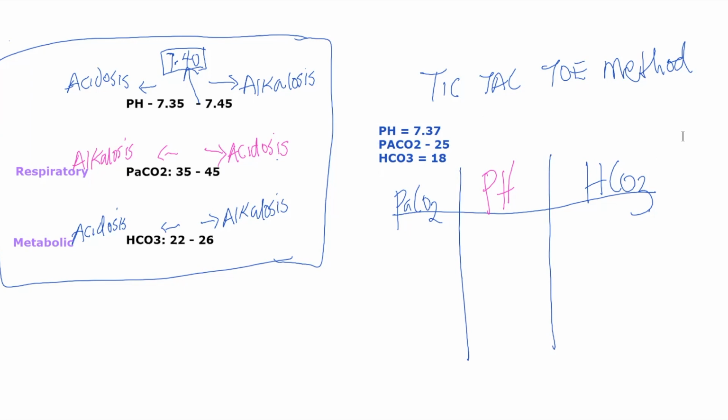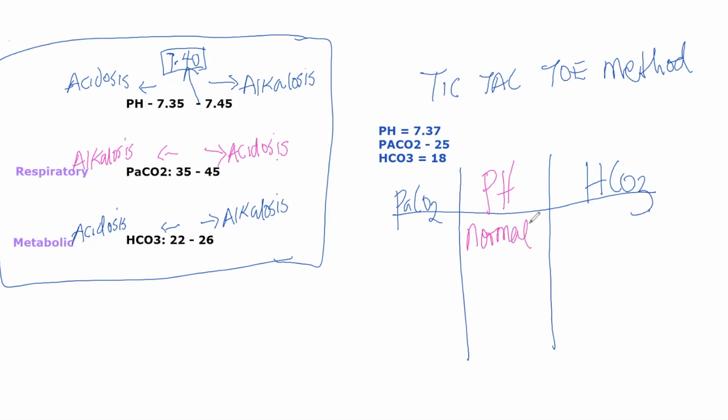So once again, our pH is 7.35. If we go to our reference, pH of 7.35, is it normal, is it acidotic, or is it alkalotic? It's normal actually, because it falls within that range of 7.35 to 7.45. So we actually have a normal pH.